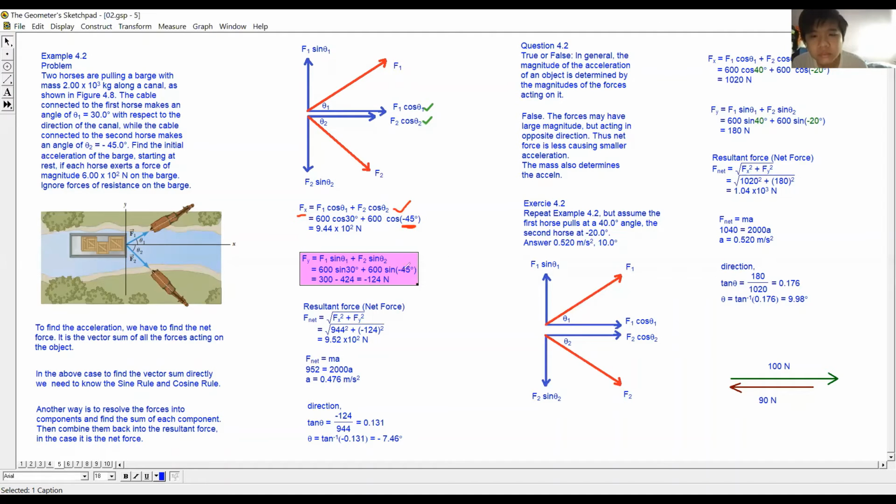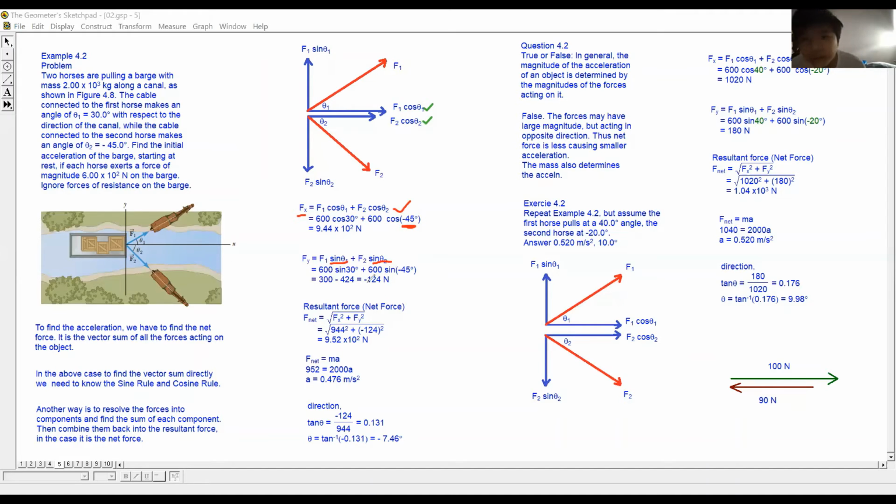The first angle is sine 30. Now this sine 30 is a positive number. Now the second angle, theta 2, is actually negative 45 degrees. Sine of a negative angle will give you a negative number.